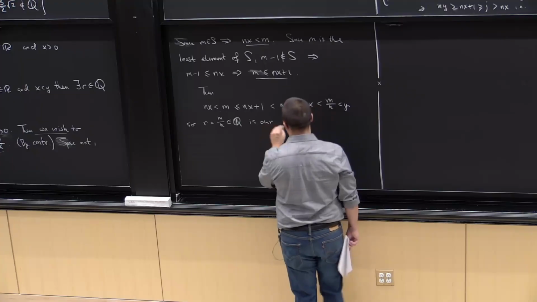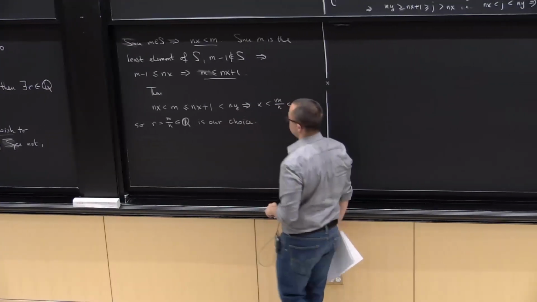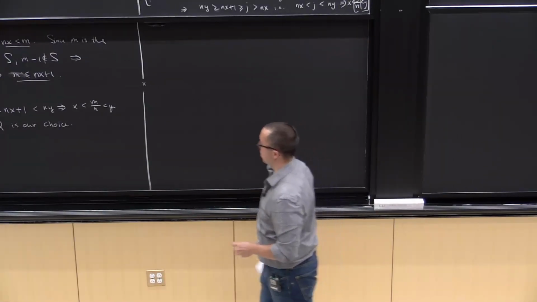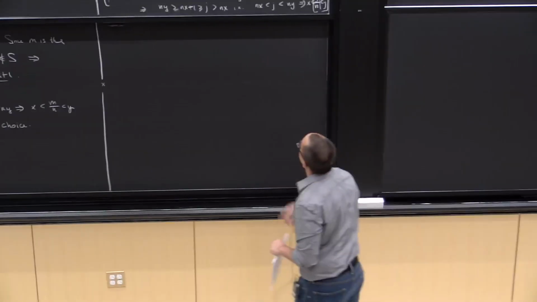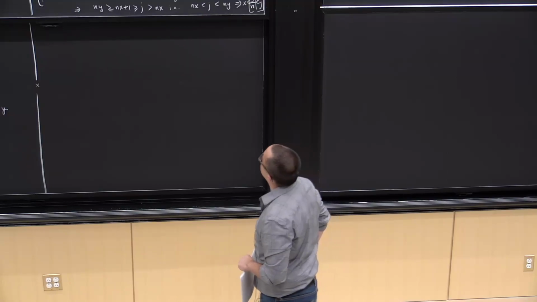So r equals m over n, which is a proportion of natural numbers, is our choice. That's an awkward way to finish the sentence, but my mind went blank. Anyways, okay, that handles case B, right? That x is bigger than or equal to 0. Okay?